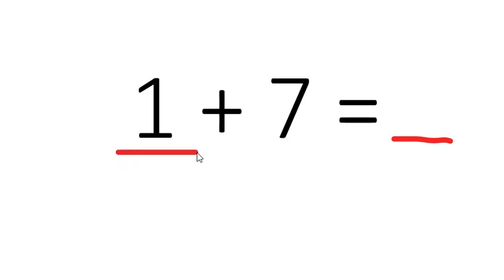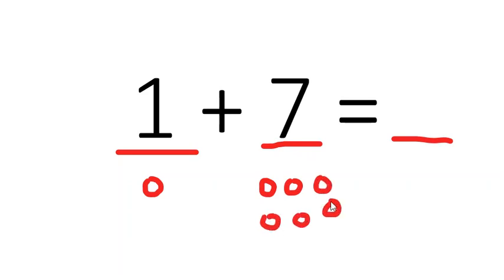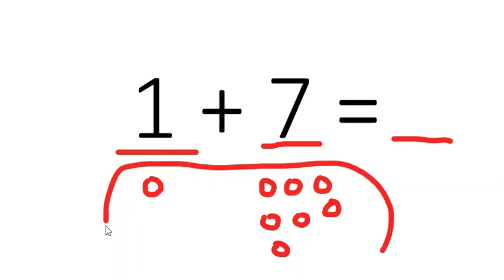So right here I have number 1. So I'm going to make only one circle. And then right here on the right side, my number is 7. So I have to make 7 circles. 1, 2, 3, 4, 5, 6, 7. And my last step is to add them all together to find the answer to my problem.